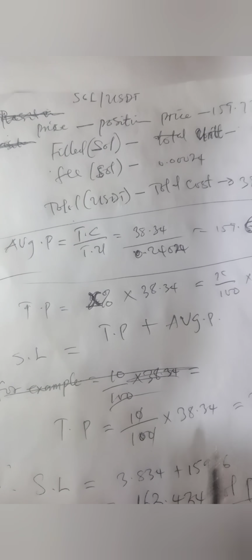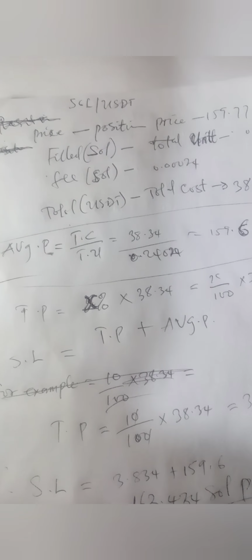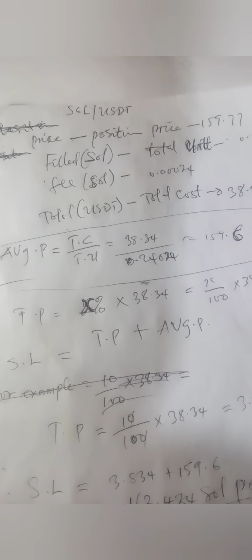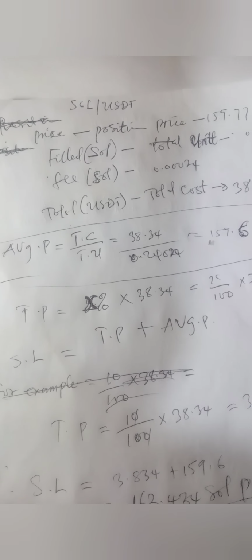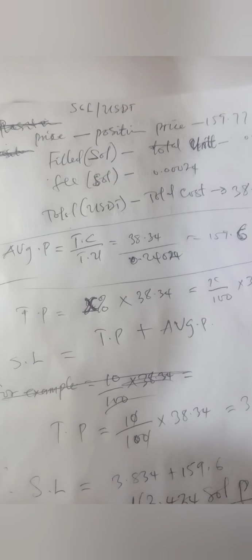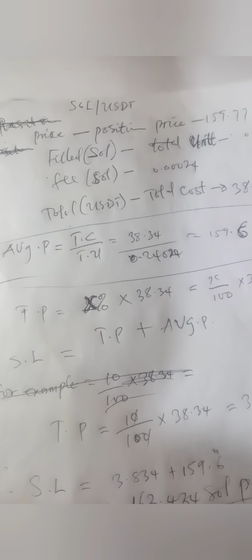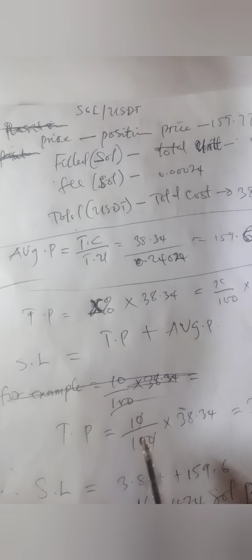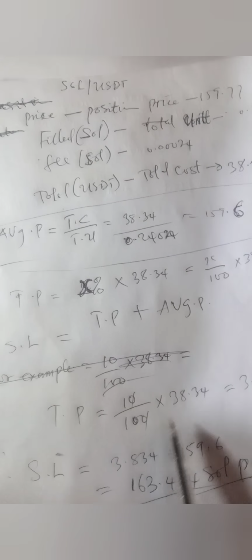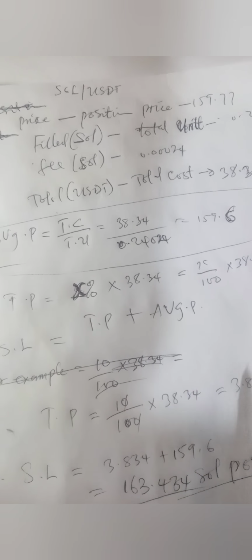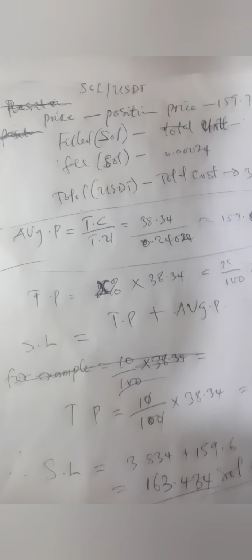Now, assuming that your X is 10, assuming I decide to take 10 as my take profit rate, because the 10 is not actually your profit, but your take profit rate. So it goes over 100. In other words, your take profit percentage, the percentage at which you want to take profit. So 10 over 100 times your total cost will give you this USDT.